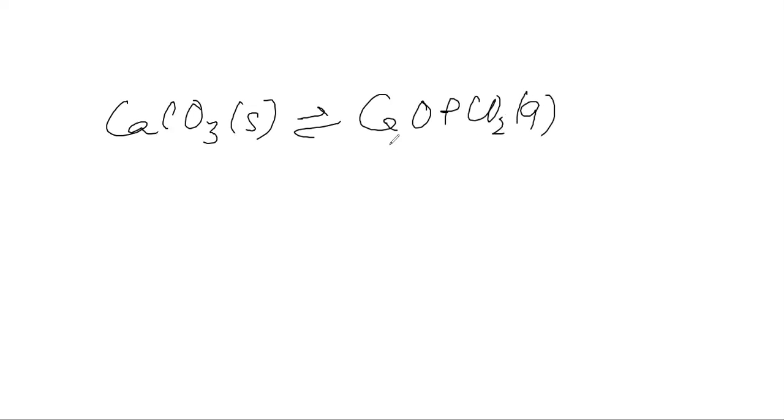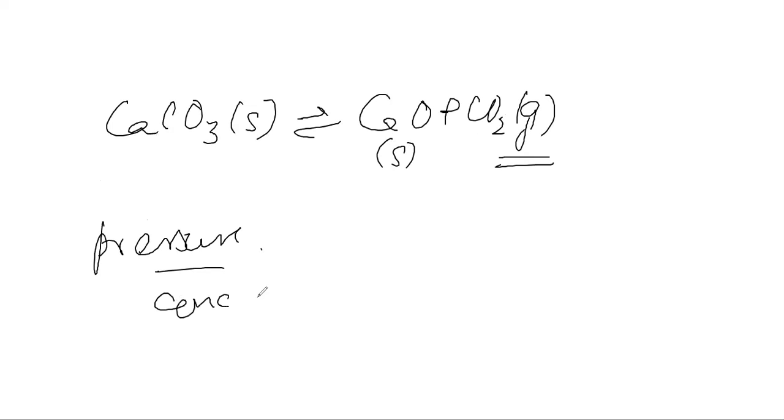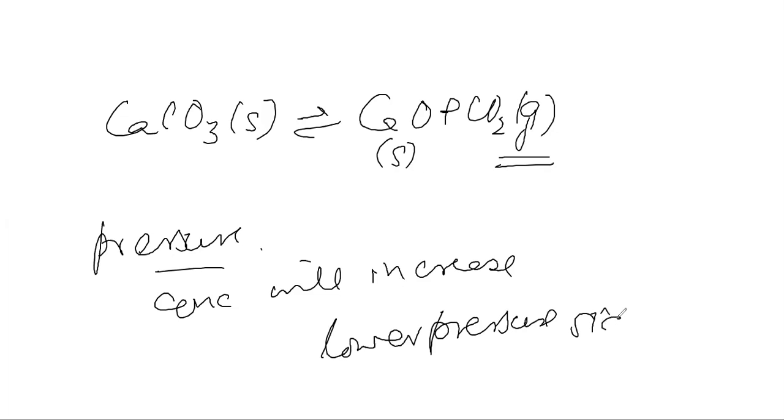Next question is, when calcium carbonate is heated and equilibrium is obtained, in which direction will the reaction shift if pressure is increased? If we write down calcium carbonate solid in equilibrium with CaO plus CO2, this is gas, this is again solid. Now what will happen? Here there is 1 mole of gas at the product side, so if we increase the pressure, concentration will increase and the reaction will go towards the lower pressure side. Lower pressure side means it will go in the backward direction because there is no gas there. So in this case, the reaction will shift in the backward direction.